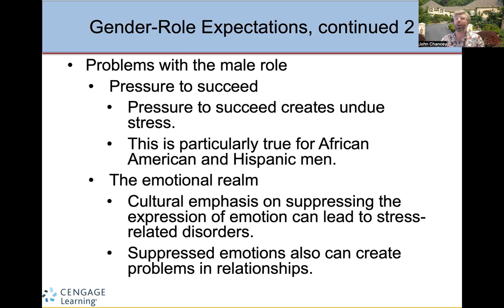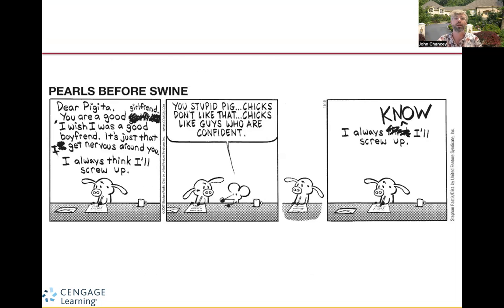Hopefully, you can already understand how this is problematic. There's higher pressure to succeed. This is one of the big problems of that male expectation, that role. It might create more stress. This is also seen, especially in African American and Hispanic communities, in terms of emotion, that stoicism aspect. There's this whole cultural emphasis that being male means to suppress your emotions, which maybe is great for movies and TV shows, but in the real world, that leads to more stress-related disorders, anxiety, things like that. And suppressed emotions can also negatively impact relationships, romantic, platonic, etc.